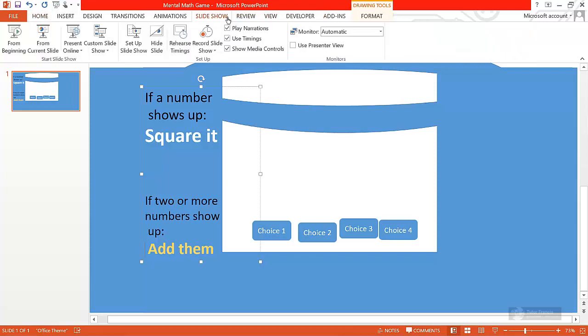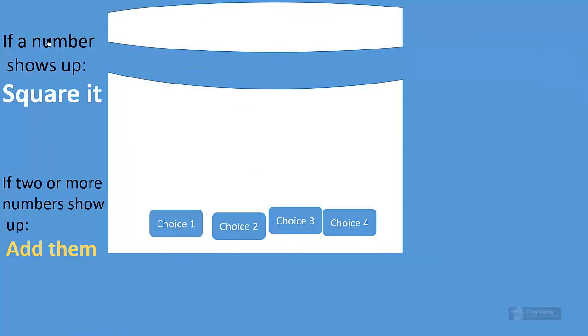So let's go to slideshow and go to slideshow from current slide. So now the student chooses a number, any number, or 2 or 3. So I can choose 2 or 3 numbers, then wait. If a number shows up, square it, so 25. 8, so you add them, which is 15.